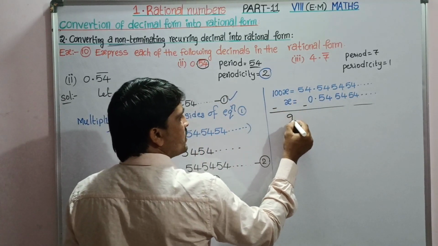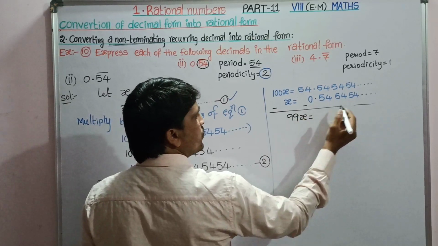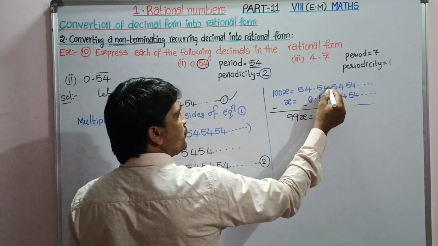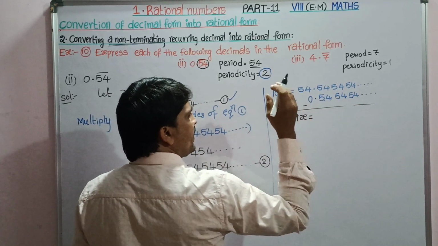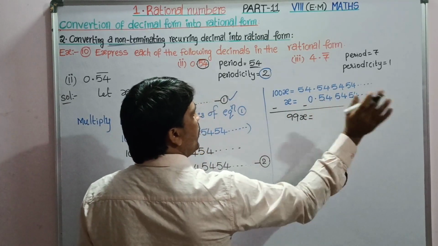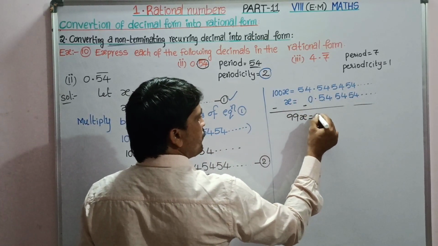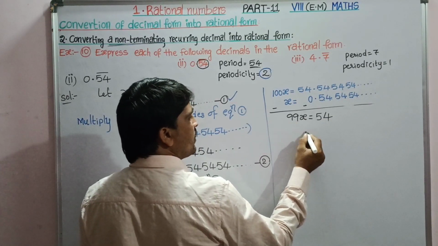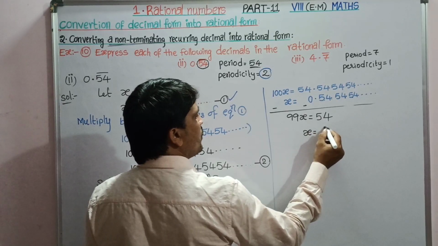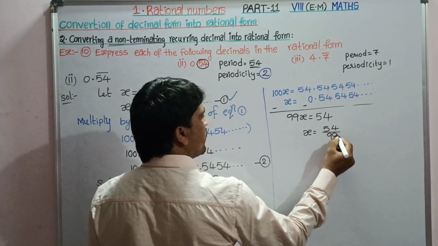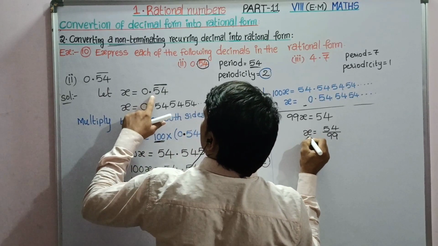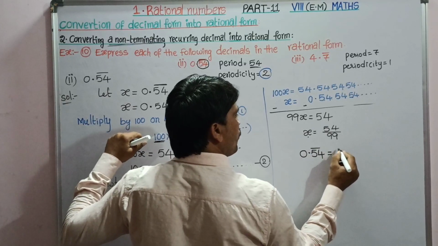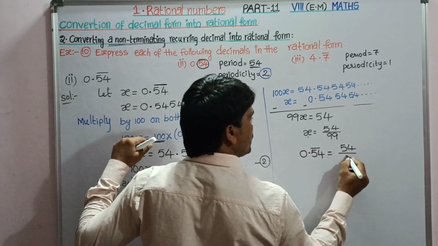100x minus x, that is 99x, is equal to 4 minus 4 is 0, 5 minus 5 is 0, 4 minus 4 is 0, 5 minus 5 is 0. In the decimal place all are equal to 0, so leave it. 54 minus 0 is 54. This is the whole part or integral part. So transferring the coefficient of x, the 99, from LHS to RHS, we get 54 by 99. What is x? x is 0.54 bar. That is 0.54 bar is equal to 54 by 99.